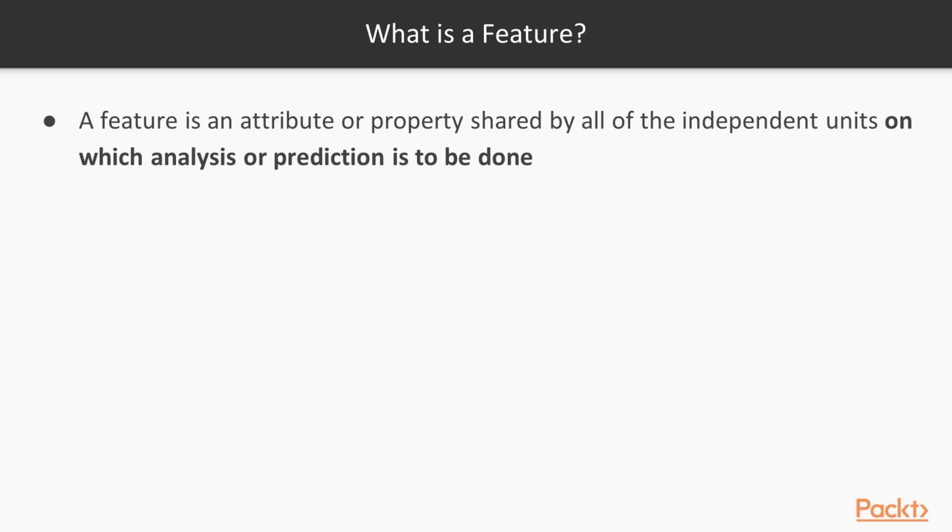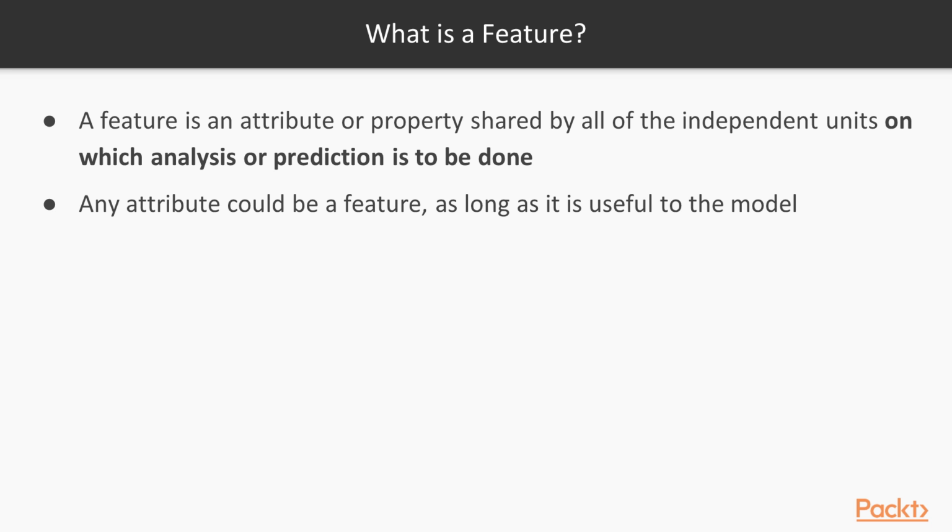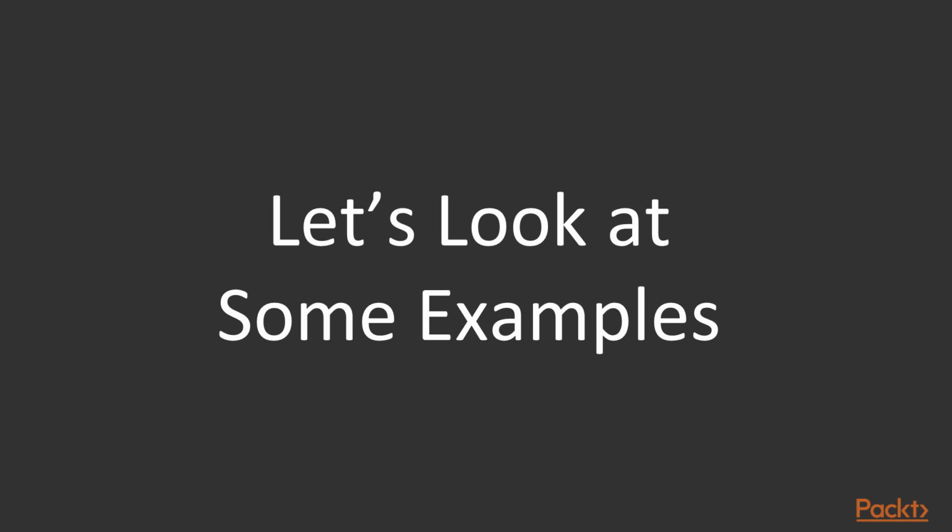So what is a feature? A feature is an attribute or property shared by all of the independent units on which analysis or prediction is to be done. Any attribute could be a feature as long as it's useful to the model. So let's look at some examples of how to extract features from unknown data, so how to give meaning to the data for machine learning and deep learning models.